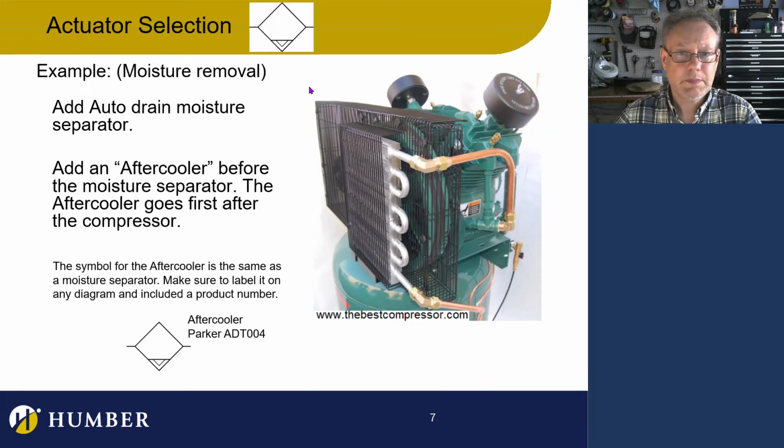Moisture removal. Sorry, there's an auto drain right there. That's the auto drain right there. And you see that little symbol right there. So this is an aftercooler. What's going on here is that it's designed specifically to take a lot of water out because it cools the air down.